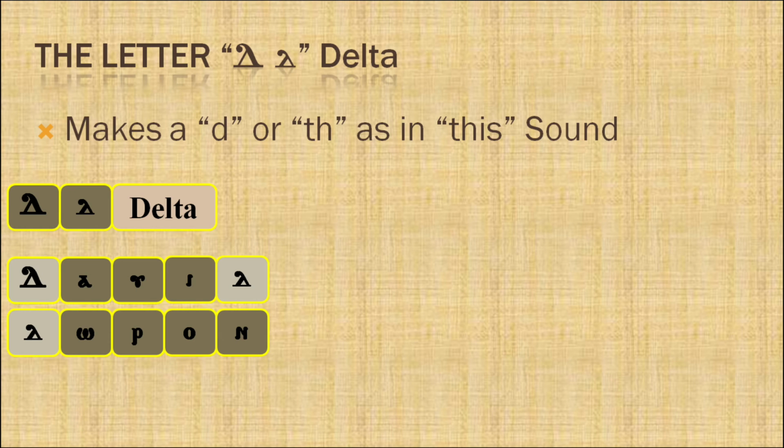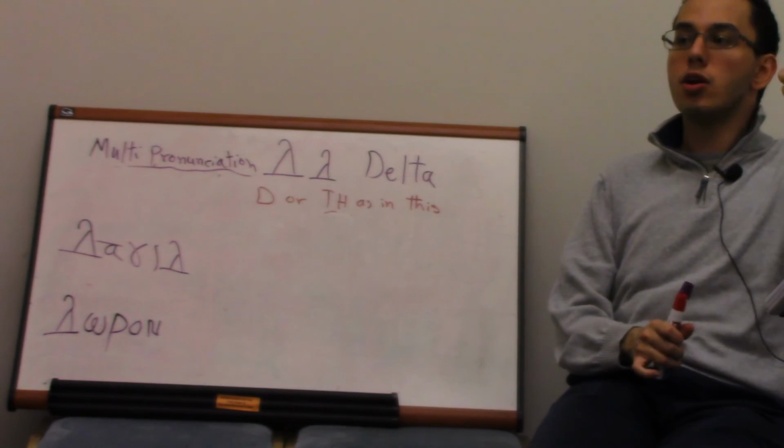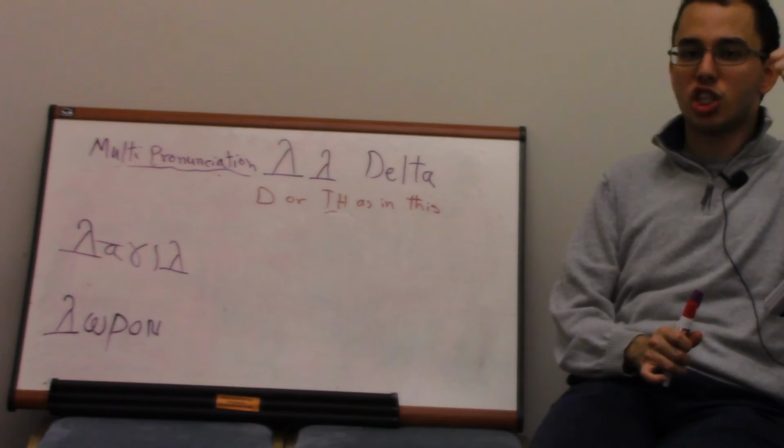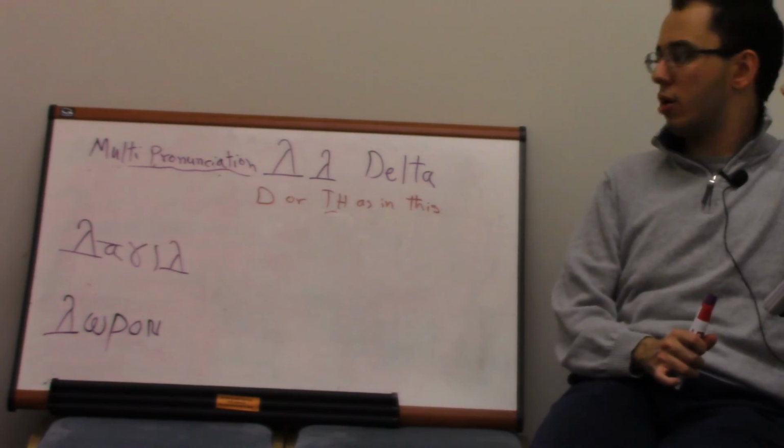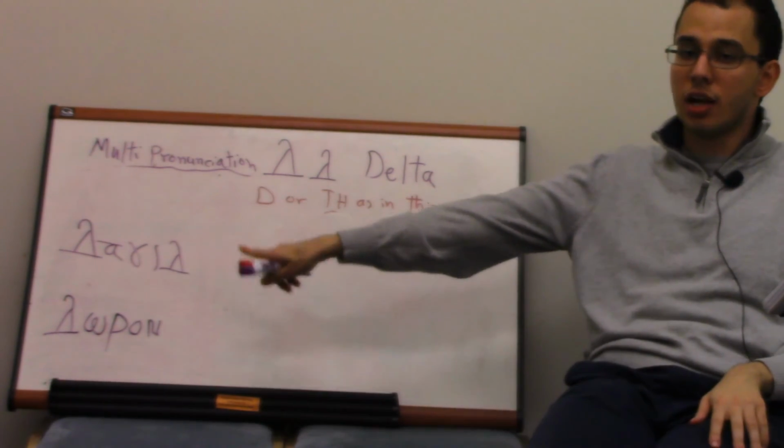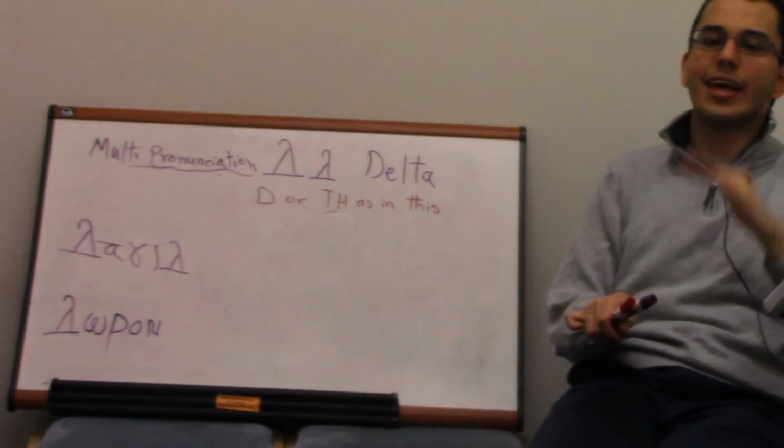When is it a D and when is it TH as in this? Okay, this becomes a question. So let's look at the first sound. This is another proper noun one, but this one, it's only proper noun. If it's proper noun, it's a D. No proper noun, always TH as in this. So proper noun, always D. You will never see it as a TH sound in a proper noun, and you will never see it in a non-proper noun word as a D.